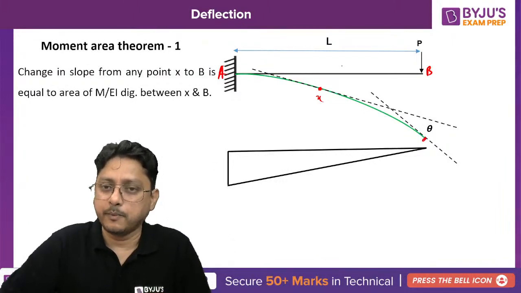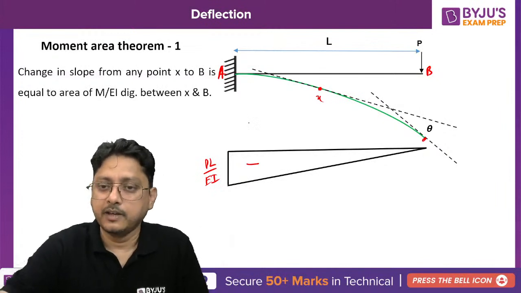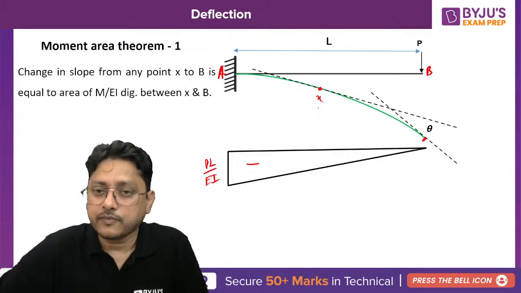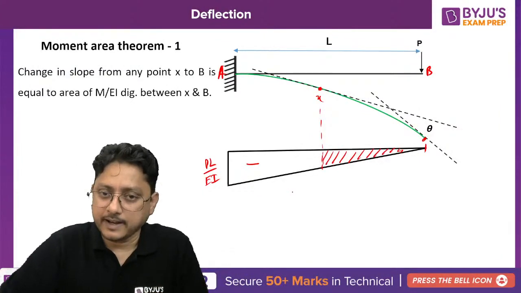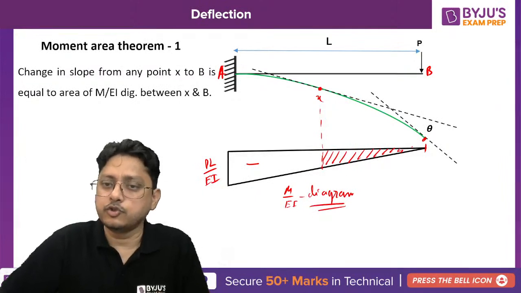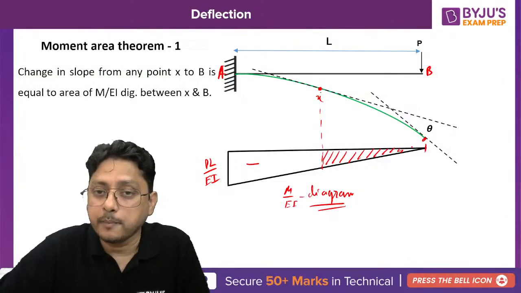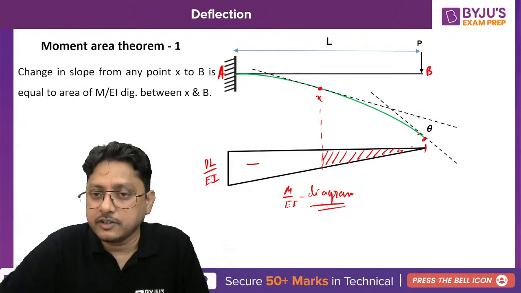What will you get here? The bending moment here is PL. This is negative, of course, and you will get PL by EI. This is your M by EI diagram. As per the moment area theorem, if you find the area between these 2 points on your M by EI diagram, it will provide you the angle between these 2 tangents drawn on the deflected shape.